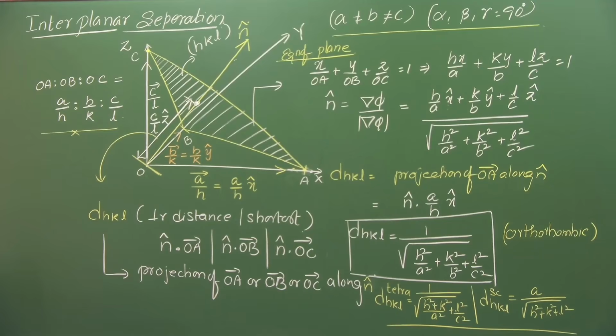The plane equation we know, that's why we find the normal to the plane, and after that we just take a projection because we want the perpendicular distance. That's why we project OA bar or OB bar or OC bar along the normal. That's it. That is nothing but the distance between the origin and the plane, which is the nearest plane.